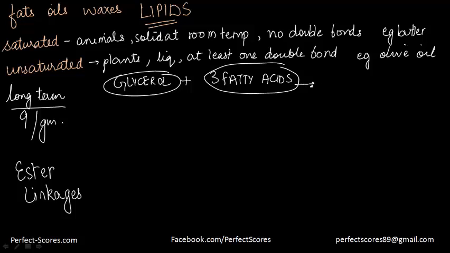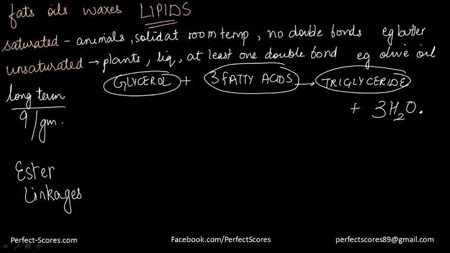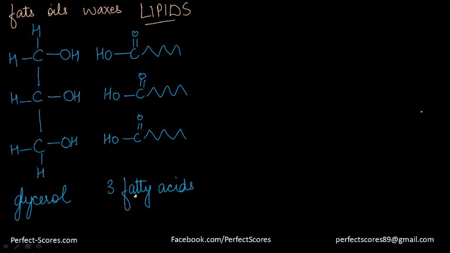And this reaction gives rise to a triglyceride and 3 molecules of water. So let's see an example of how this happens. We have a molecule of glycerol that has 3 OH groups, and we have 3 fatty acids that also have the OH groups. And these are the chains of the fatty acids.